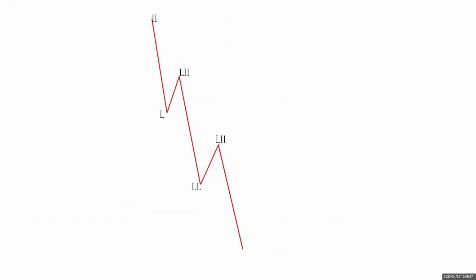Why is it a lower low? Because it's lower than the previous low. And how about here? This can also be seen as a lower low because it is lower than the previous low. So all of these are referred to as what? As a bearish chart structure.